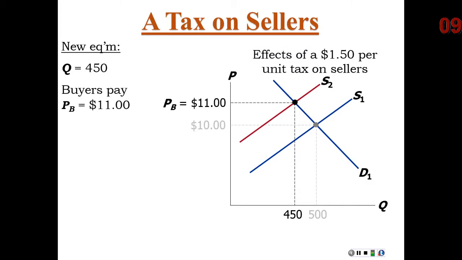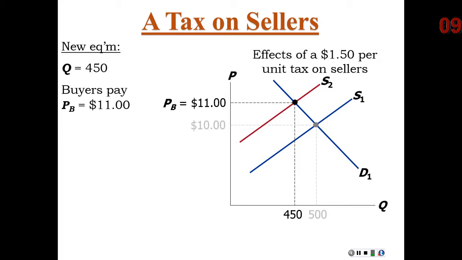The new equilibrium price, okay, this would be the price on the sign. This would be the price when they walk into the pizza place. Buyers are now having to pay $11 for a pizza, whereas before they were having to pay $10, okay? It's exactly $1 more. That's the price in the sign. That's the new equilibrium, okay?